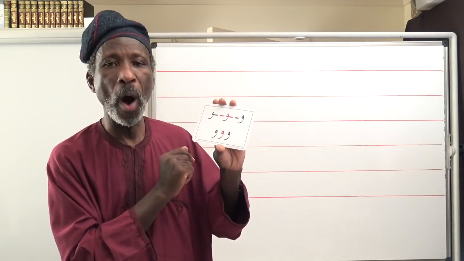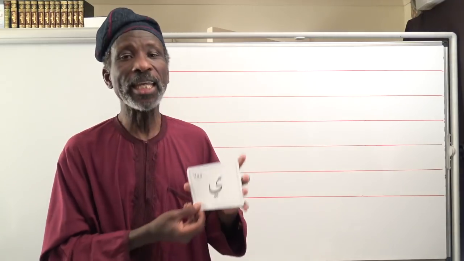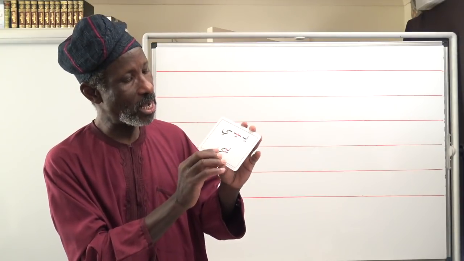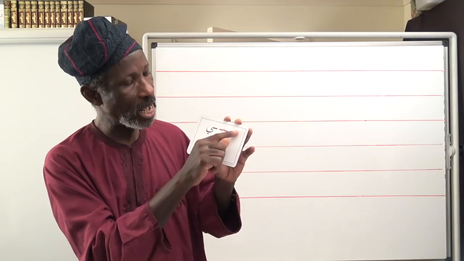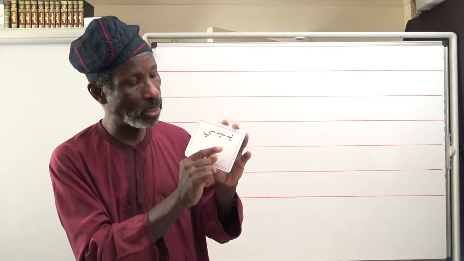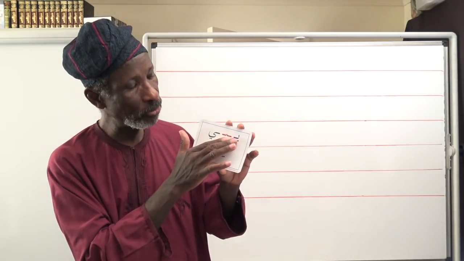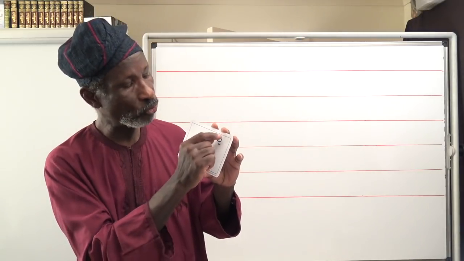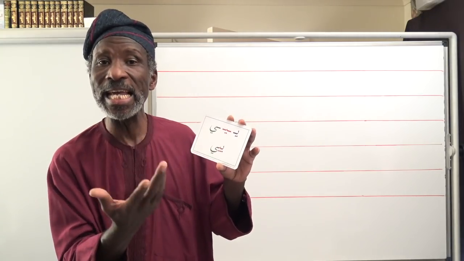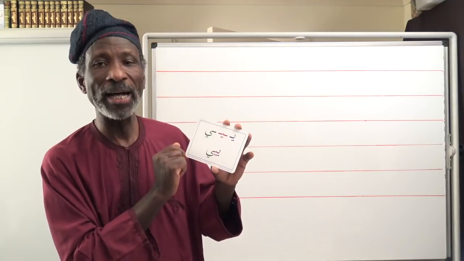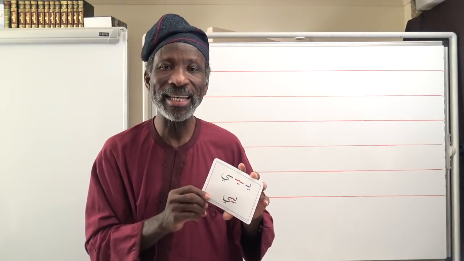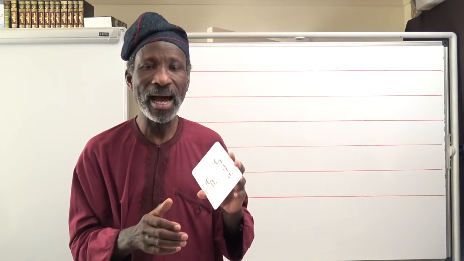Last letter, ya. It's the only one with two dots below. That's ya. Again, look at the shape when you are joining your ba, ta, tha and noon at the beginning and the middle, except you have two dots here. The same shape: if you have one dot there, that will be ba; two dots above, ta; three dots above, tha. So two dots below is ya. The same shape at the beginning and the middle as well. And that's your final ya. That concludes all the letters of the Arabic alphabet.